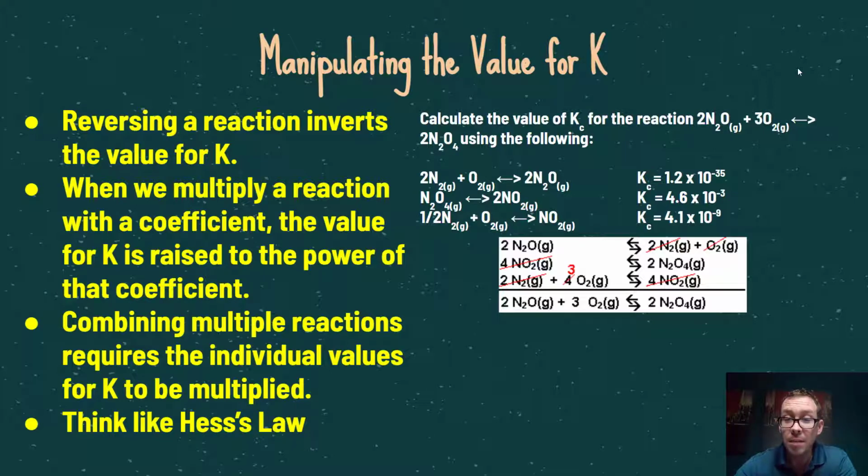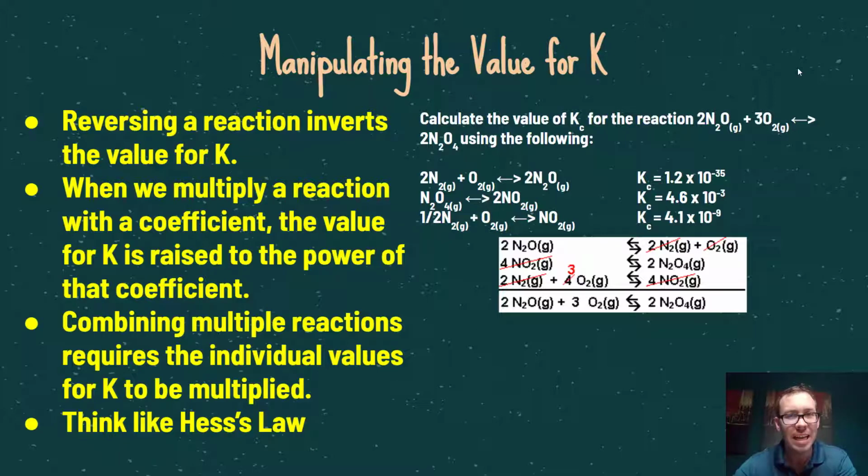The next thing I'm going to do is flip the second one, because I need 2 N2O4 on my product side. So I'm going to flip it and then multiply it by 2. And then for that very last one, I'm going to keep it as is, but I'm going to multiply it by 4. And that's what's going to give me everything I need in order to cancel out, in order to give us our equation at the very top.